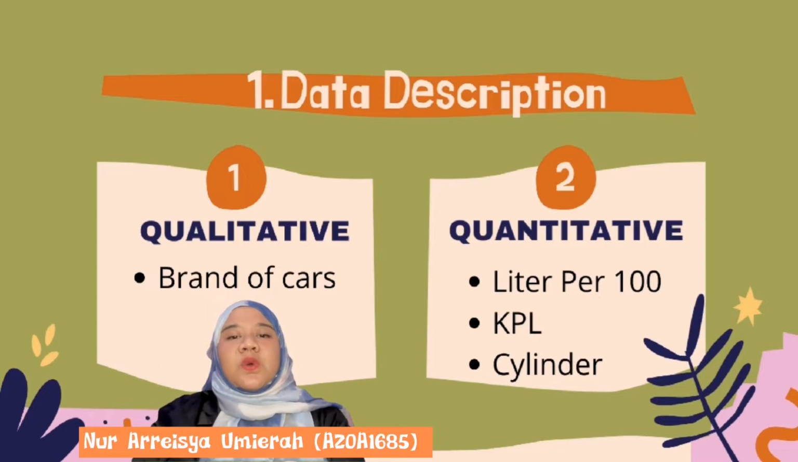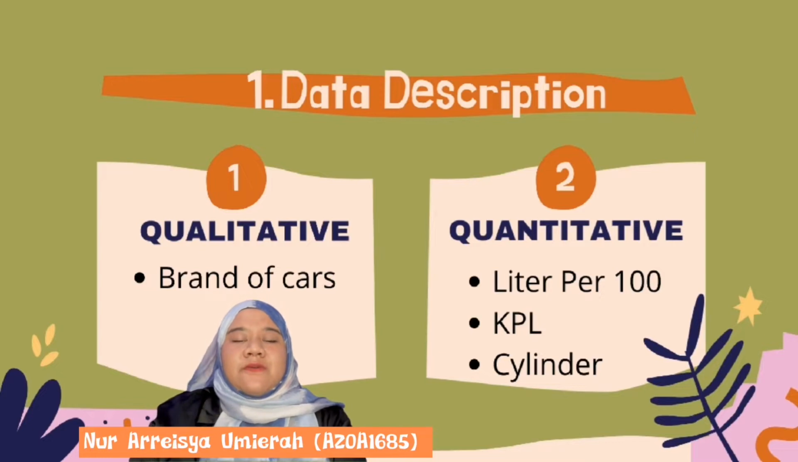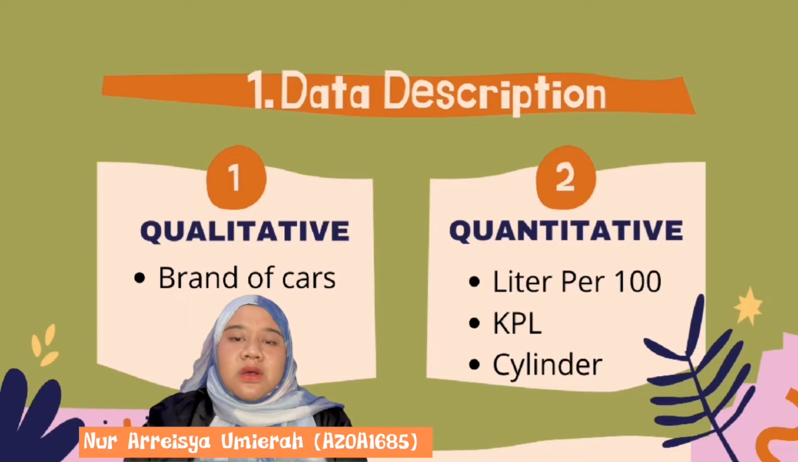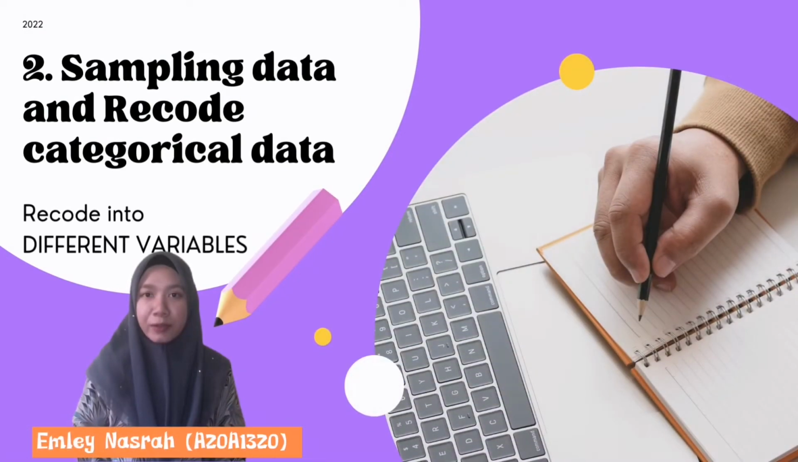After that, in the qualitative category, we have brand. Brand of car is clearly a qualitative category because it shows the name of a brand for an item such as Toyota, Honda, and others. I will continue with sampling data.